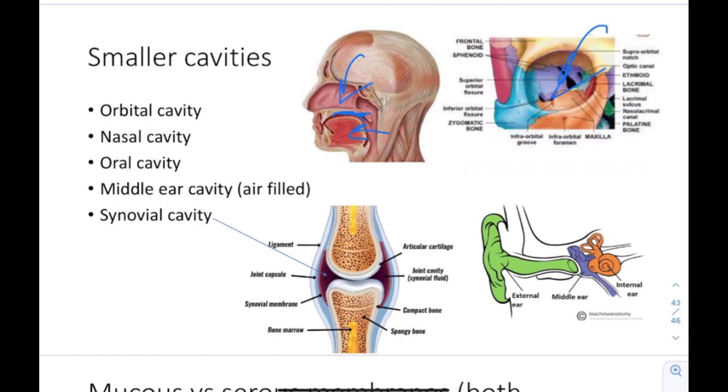Then we have the middle ear cavity. Here you have your outer ear, and this is your inner ear. And in the middle, we have the middle ear cavity. It's air-filled. And we have the synovial cavity, which is basically just a joint cavity. So here you have a joint, and the space inside is called the synovial cavity.